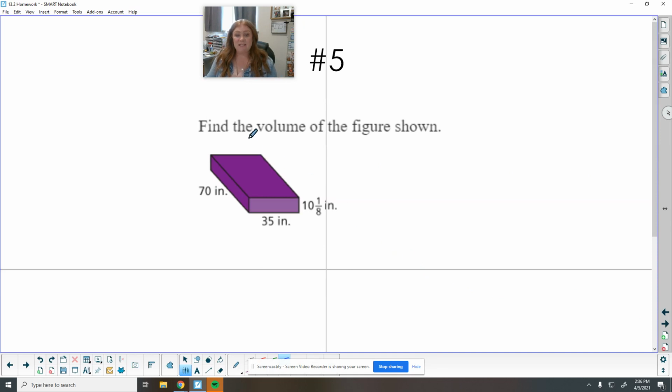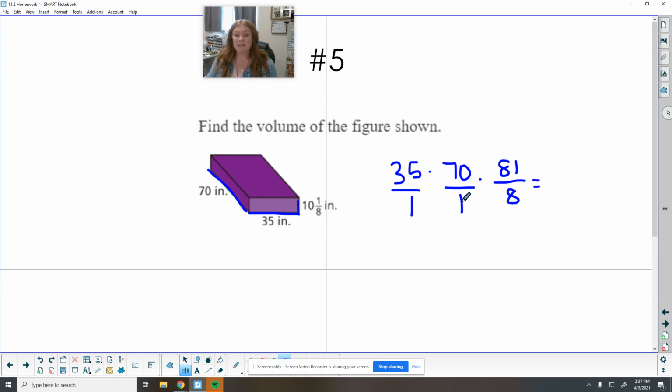Number 5 wants us to find the volume here. So length is 35. Width is 70. And our height is 10 and 1/8. 10 times 8 is 80, plus 1 is 81 out of 8. So let's make these improper and put them over 1. So 8 can't go into 81 or 70 or 35 very nicely. So we're just going to keep it like that.